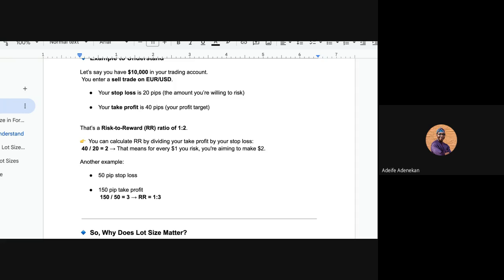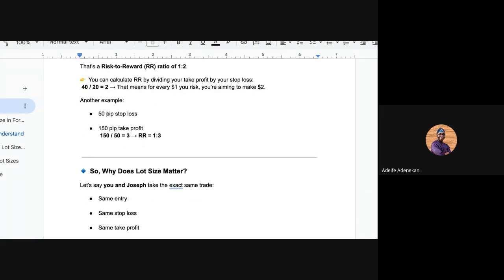That means if you are risking $500, you want to make $1,000 from that trade, right? Exactly, simple logic. Another example: let's say you have a 50 pips stop loss and a 150 pips take profit. If you do the division, your risk to reward is 1 to 3.